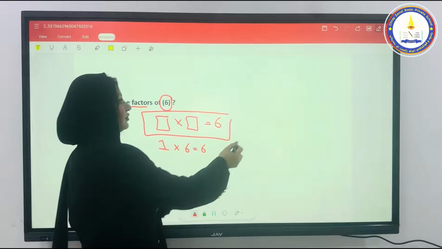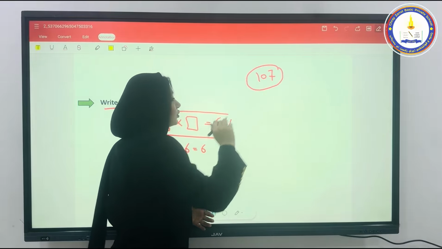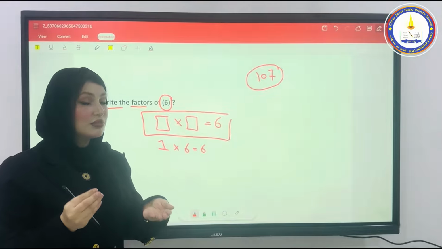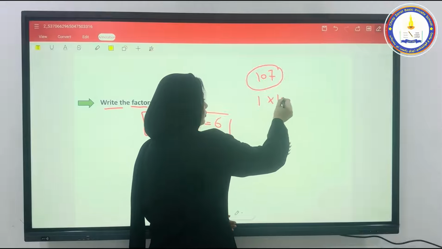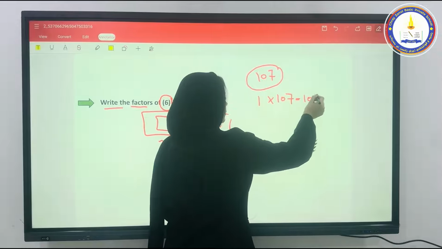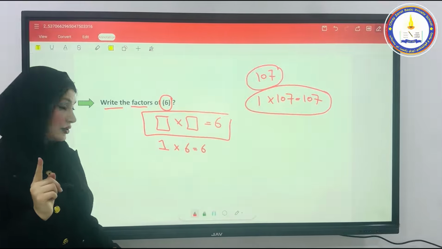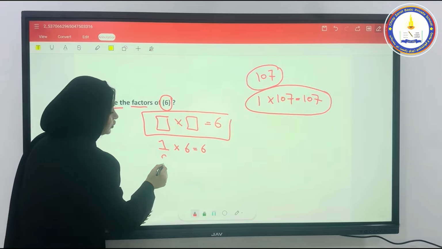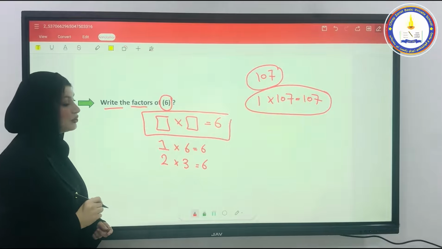Even if we have, let's say, 107. Okay, maybe you don't know which number multiplies with which number to become 107, but of course you know that 1 times 107 equals 107. Every time you have to write the 1 for the number, okay? Then think about another one. We have 2 times 3, teacher. Of course, 2 times 3 equals 6.